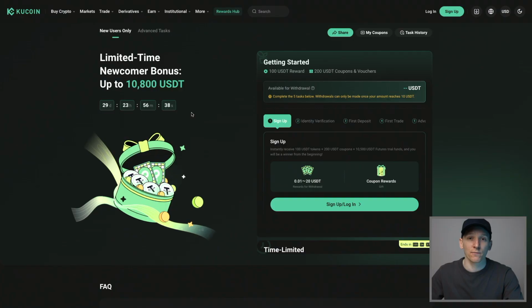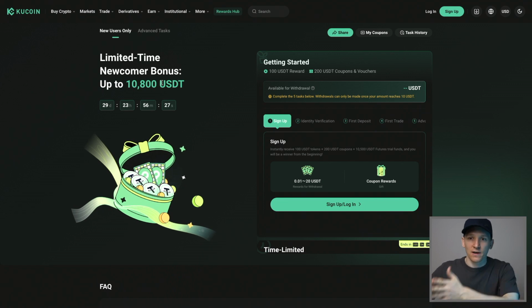KuCoin will usually run some sort of bonus if you're a new user. They call it limited time here, but to be honest, I've seen a version of this running pretty much consistently all the time that KuCoin has been around. You know, they run it for 30 days and then refresh it for 30 days.